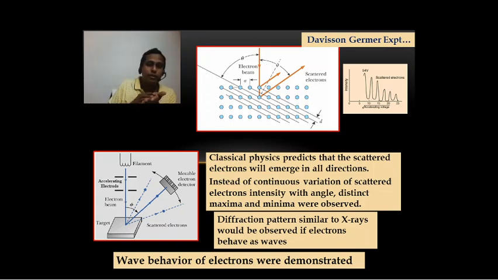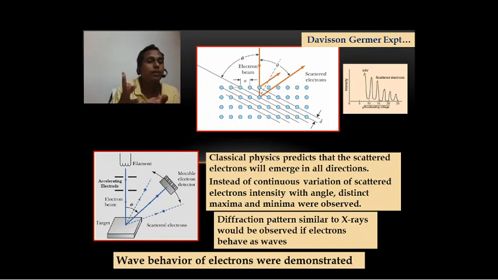But instead of getting uniform intensity, at a particular detector angle and a particular voltage, I will tell you the significance of that particular voltage, there is an intensity maximum. After that, intensity minimum, then intensity maximum, intensity minimum. This is just like a diffraction pattern, similar to what X-rays would show if electrons behave as a wave. So this is a diffraction pattern, which means that electrons should behave like waves, because a diffraction pattern is a result of wave property.